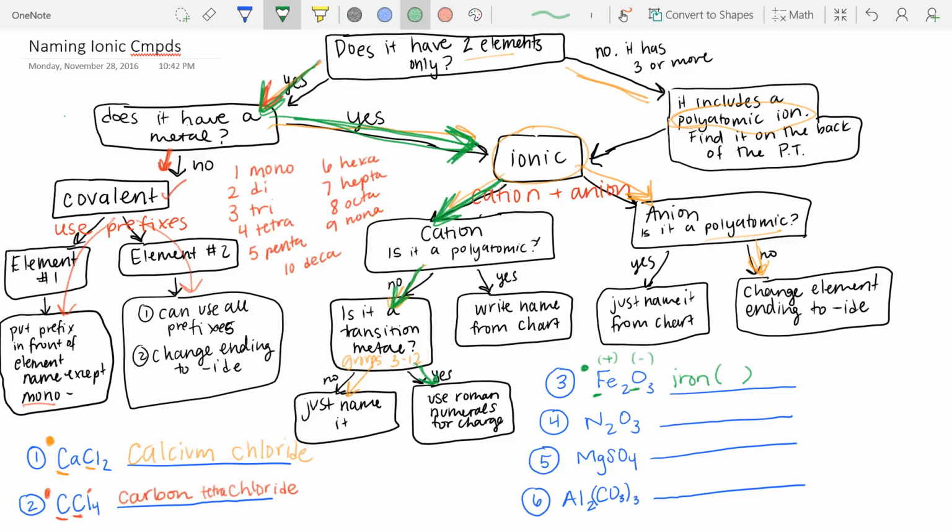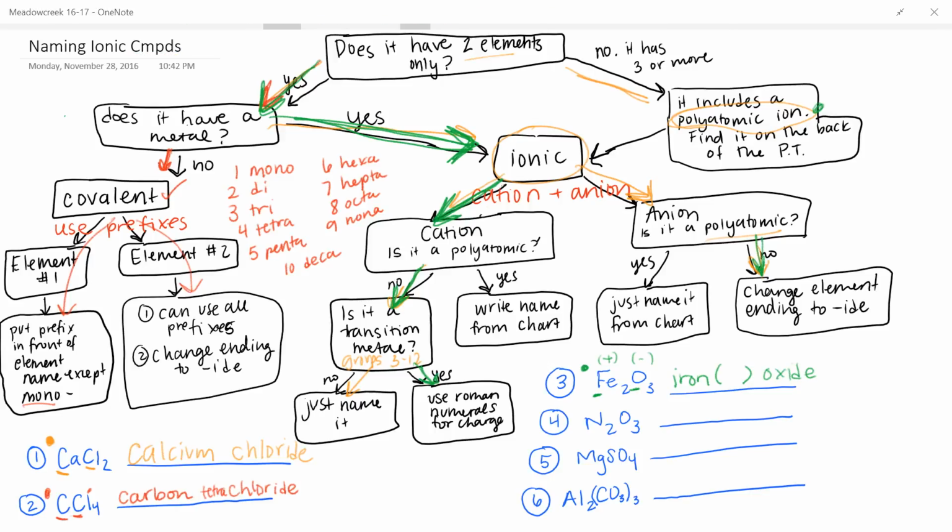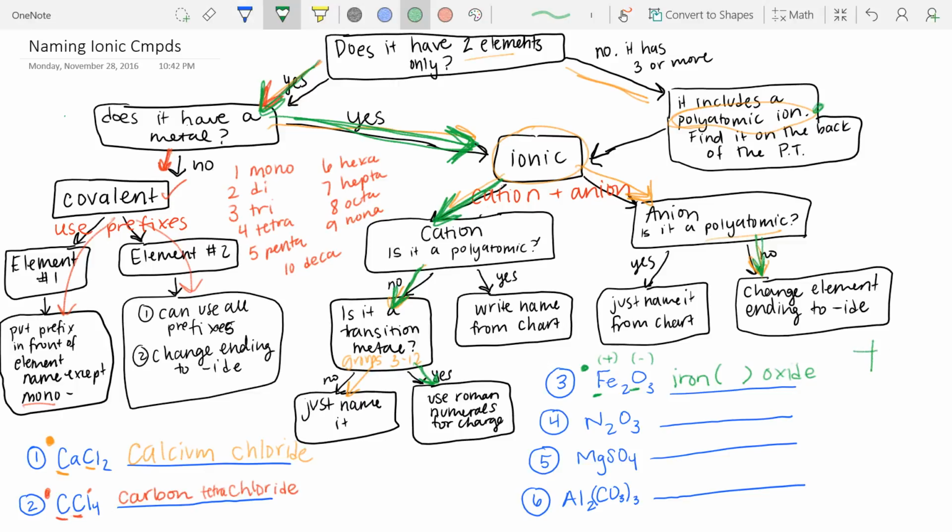But we're going to switch over to our anion now. Is it a polyatomic? The answer is no. Remember, if you had a polyatomic, we would have determined it up here. But we do need to change the element ending to IDE. So oxygen becomes oxide.